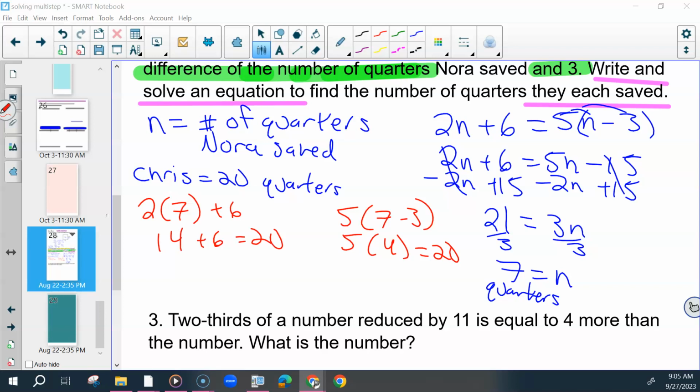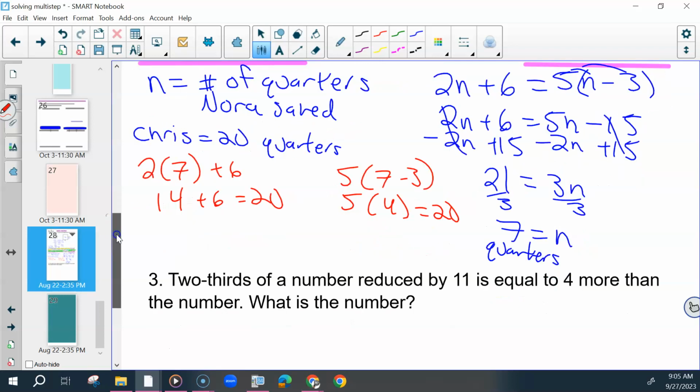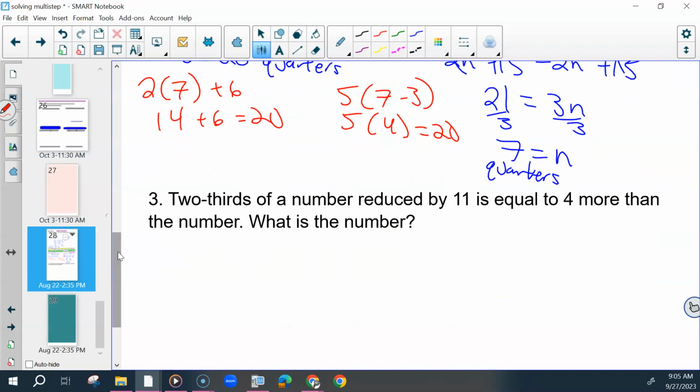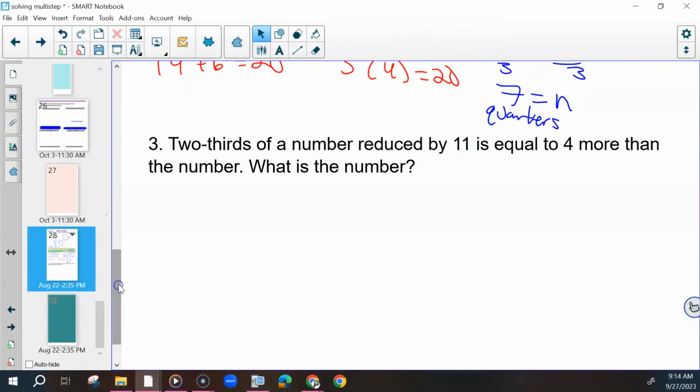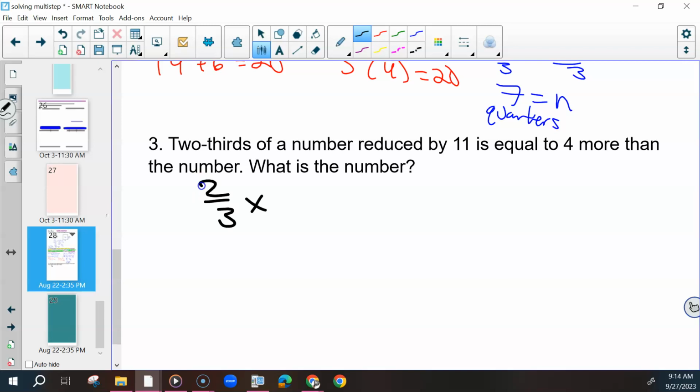The last one I want you to try. So you can compare your equation and answer to the people around you, but I want you to try this last one. I'll give you some time to work through that. Okay, so your equation should have looked like this. 2/3 of a number reduced by 11 is equal to 4 more than the number. You could have used a different variable. And then you had choices. What did someone do first?